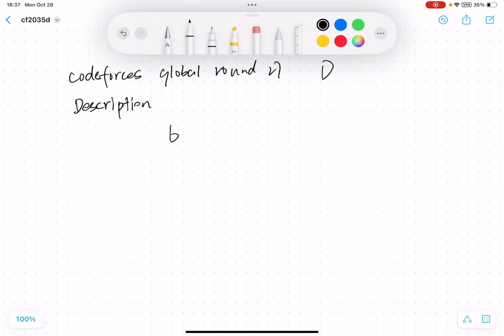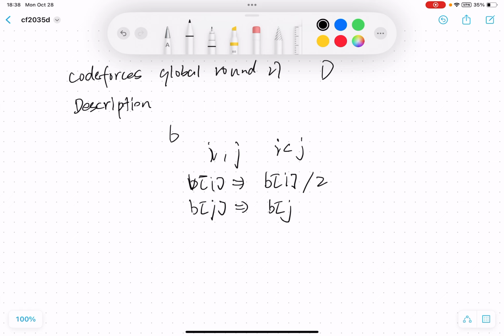We can choose two distinct indices i and j in this array, that means i is smaller than j. There is a requirement that B_i is divisible by 2. So we can change B_i to B_i divided by 2 and multiply B_j by 2. This is one operation, and we can do several operations on the B array.